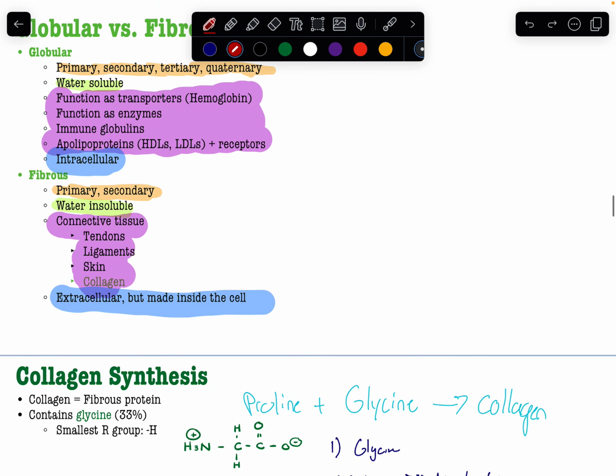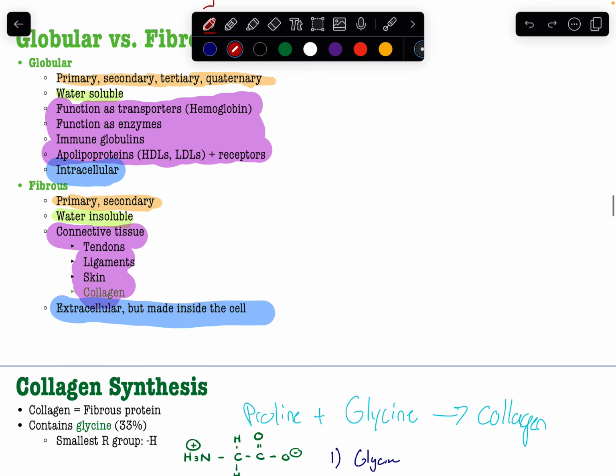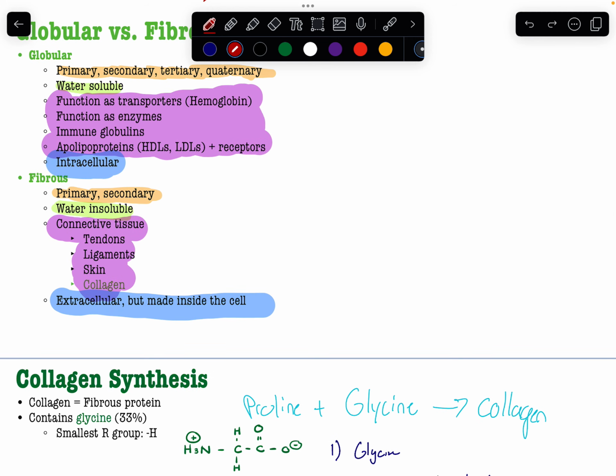Fibrous proteins right here only involve our primary and secondary structures. They're water insoluble and soluble. And the biggest thing I want you guys to know is they are used for tendons, ligaments, skin, and collagen.